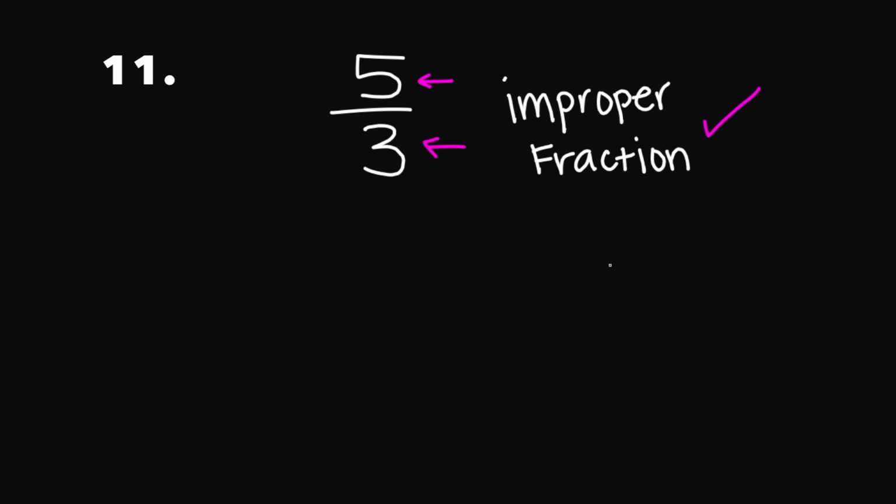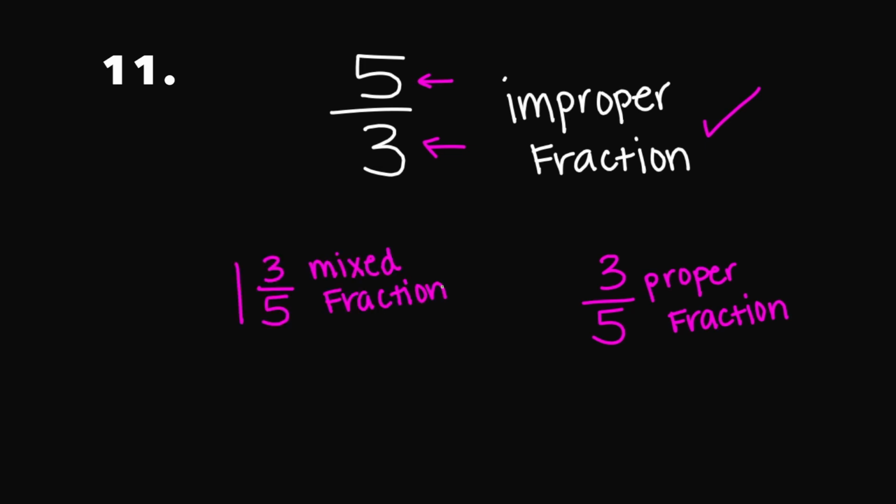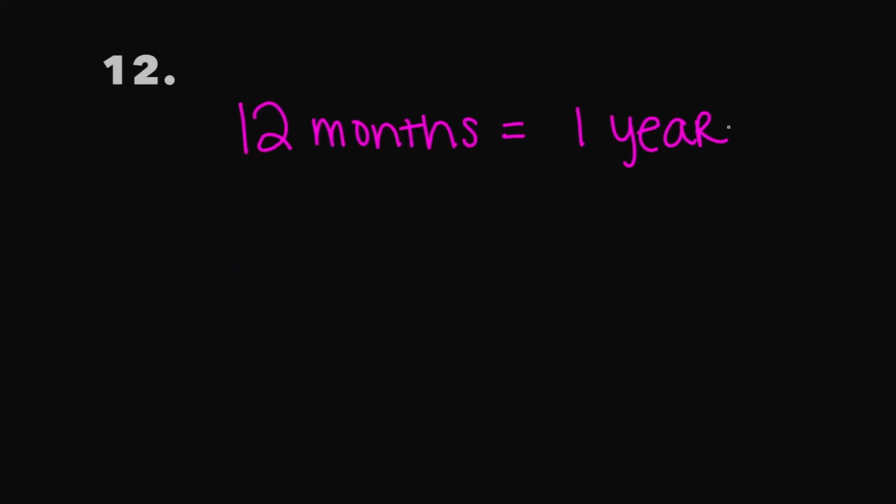A proper fraction would be if you had 3 over 5. This is an example of a proper fraction. And a mixed number would look like 1 and 3/5. This will be your mixed number or your mixed fraction because you have a whole number and a proper fraction together.